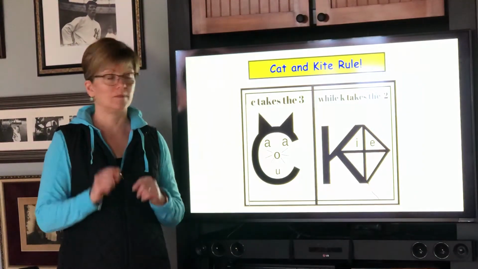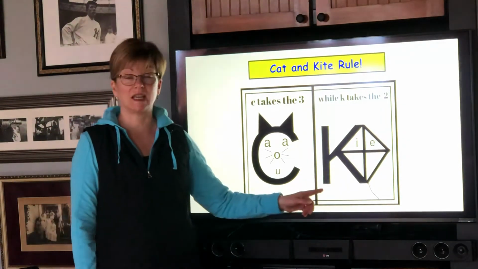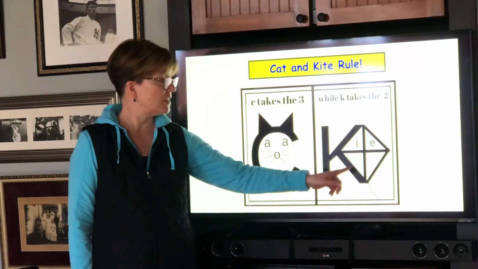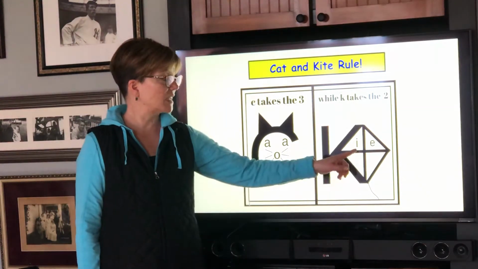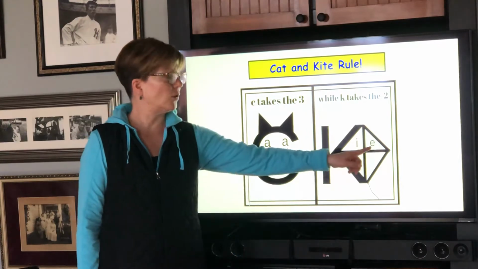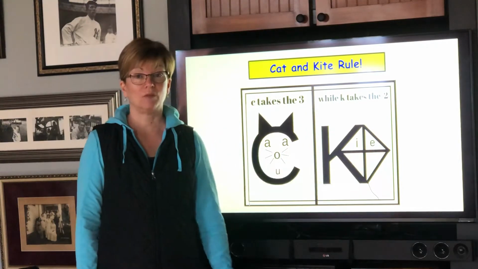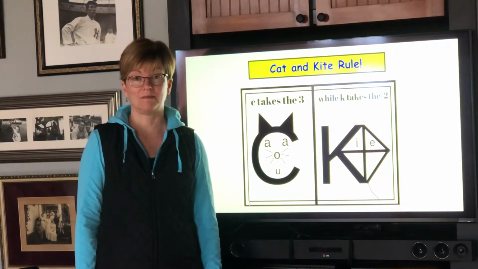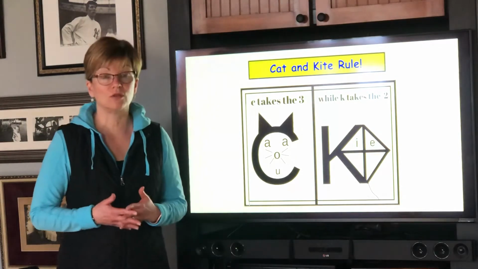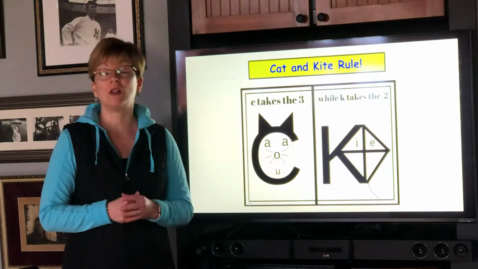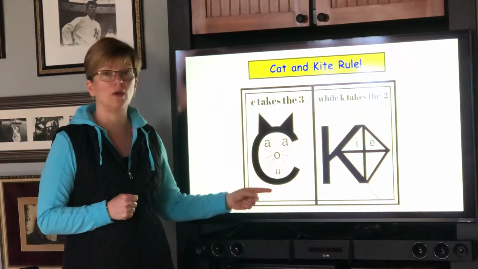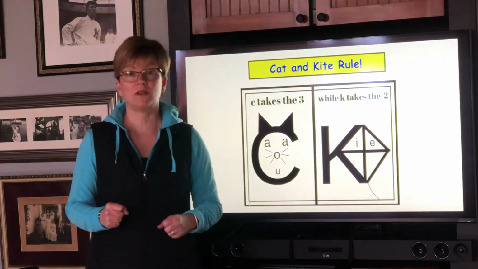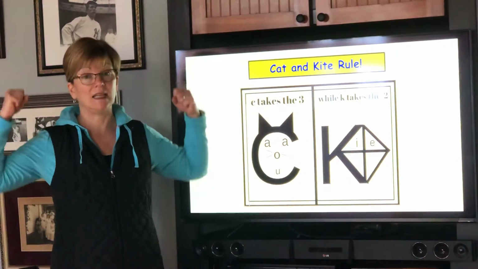We would use the K. Look at the kite here. This is the kite in our rule. If the next sound is I or E, we would use a K. Now, this is also true if our vowels are long and strong. If they say their name, A, O, and U, or if they say their name, I and E.